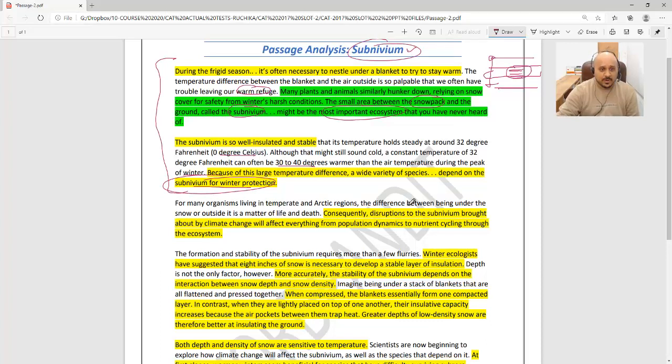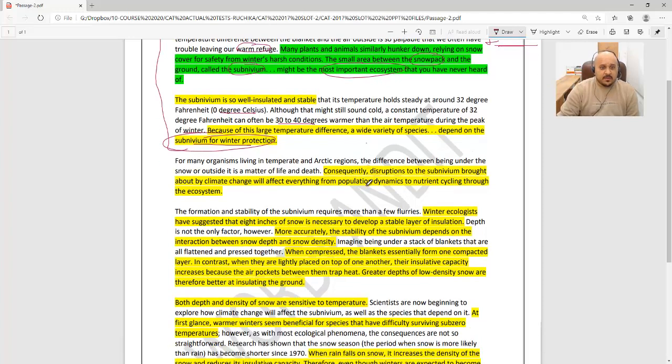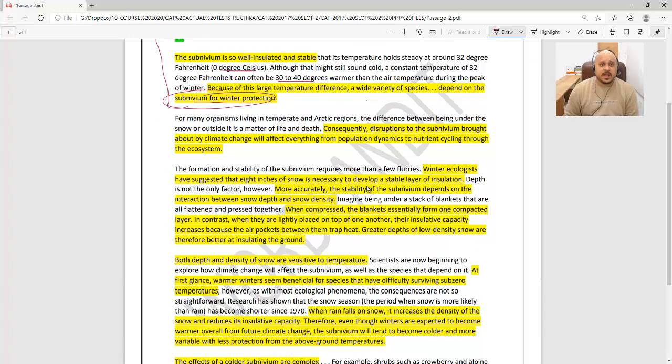For many organisms living in temperate and Arctic regions, the difference between being under the snow or outside it is a matter of life and death. Consequently, disruptions to the subnivium brought about by climate change will affect everything from population dynamics to nutrient cycling through the ecosystem. So if the subnivium gets impacted by climate change, everything is going to get affected.